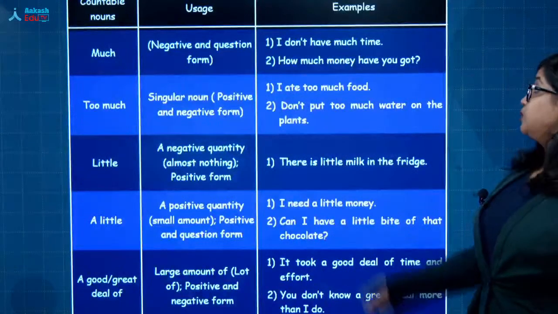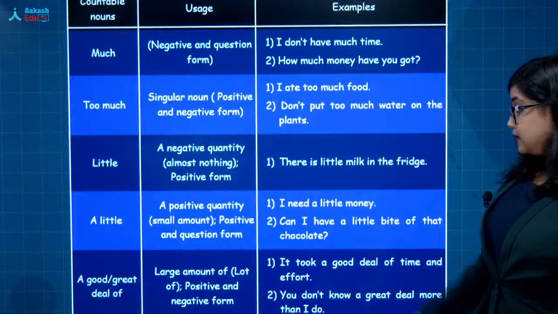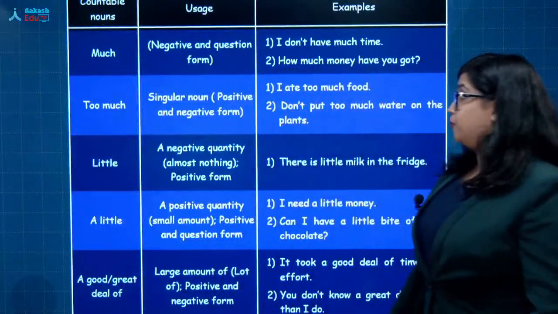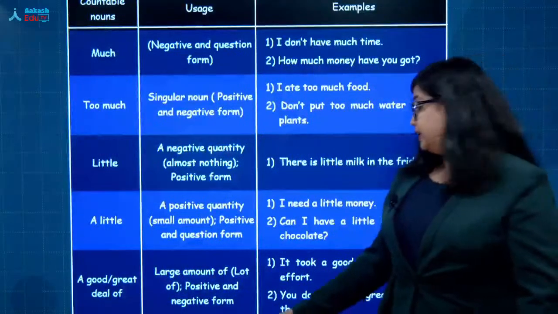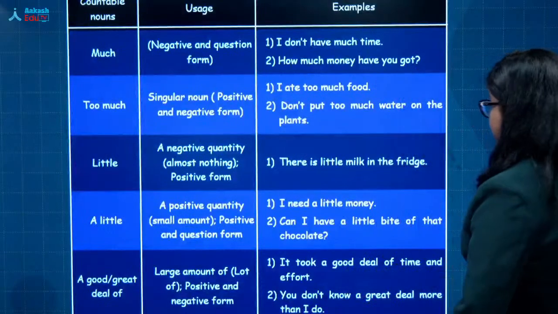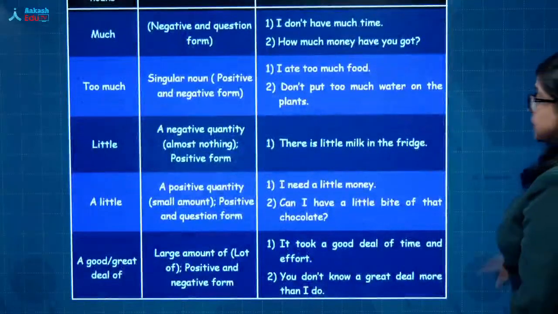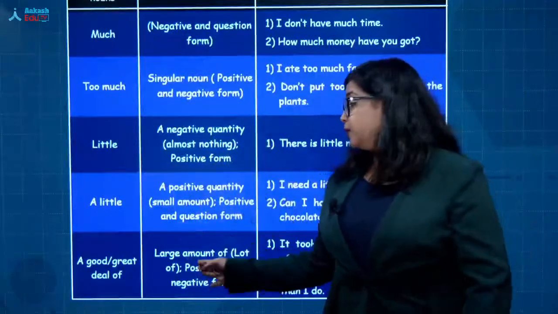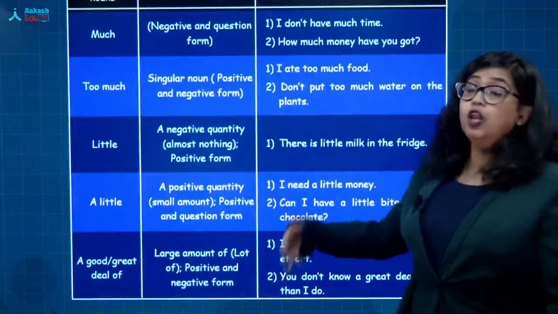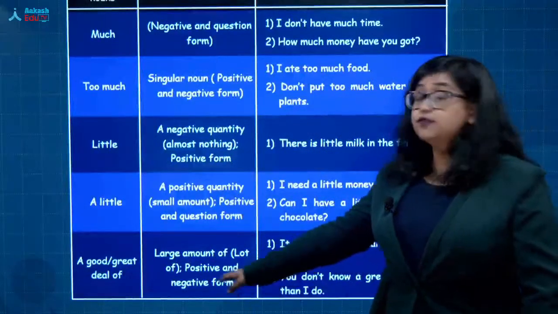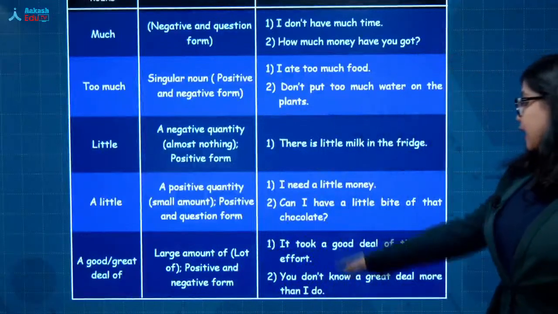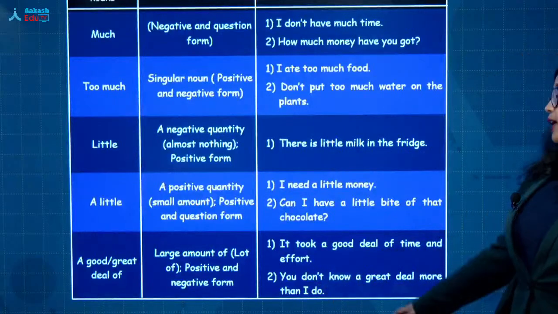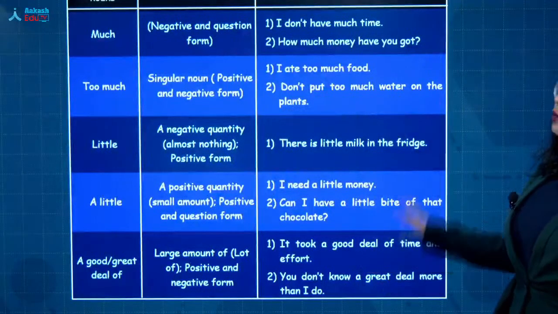Then moving ahead with the very next type of quantifier, which is a good or a great deal of. We use it with a large amount of something. A good or a great deal of means something in large amount and huge quantity, which means a lot of. It is used in positive and negative form. It took a good deal of time and effort. You don't know a great deal more than I do. Alright, so this is how we use it.